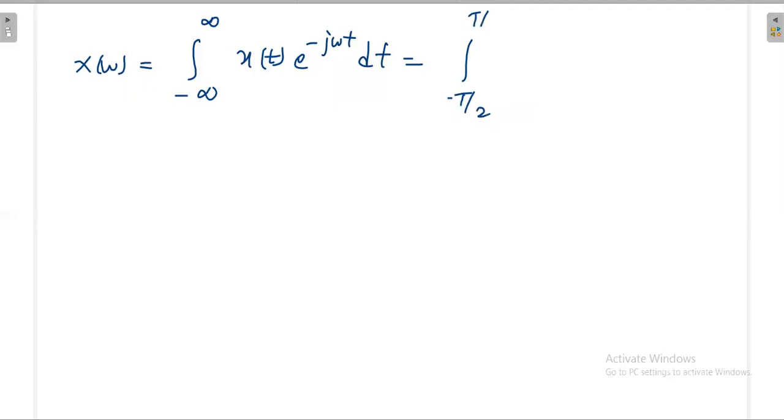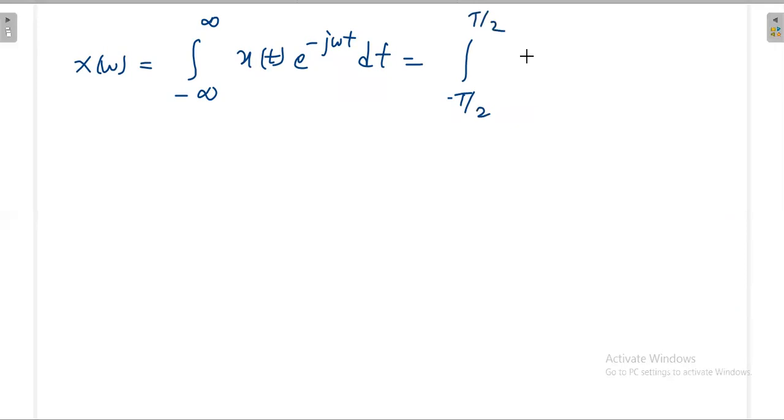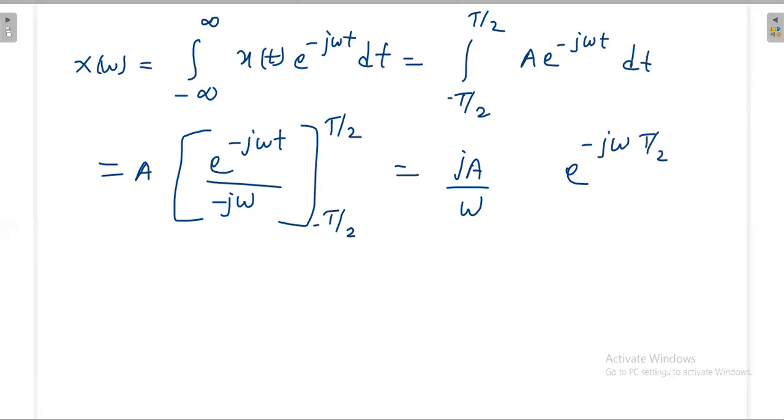What is the x of t value? That is constant, that is A. So A e power minus j omega t dt. In that, you take A out, and e power minus j omega t divided by minus j omega, with limits T by 2 to minus T by 2. Again, j into A divided by omega, e power minus j omega T by 2 minus e power plus j omega T by 2.